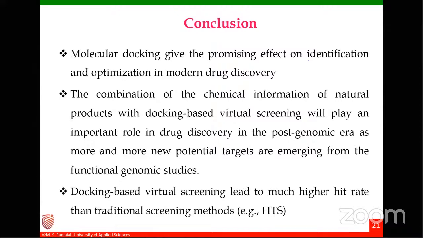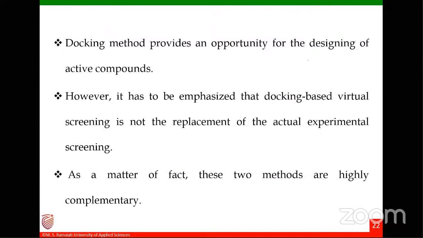Docking-based virtual screening leads to a much higher hit rate than traditional screening methods, that is high-throughput screening. In high-throughput screening, we take 1,000 chemicals, whatever we have in the lab, and try them to find whether each is producing activity or not. To overcome that, we are using the virtual screening method. The docking method provides an opportunity for designing active compounds.